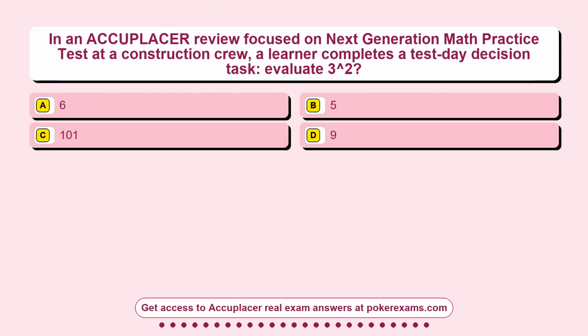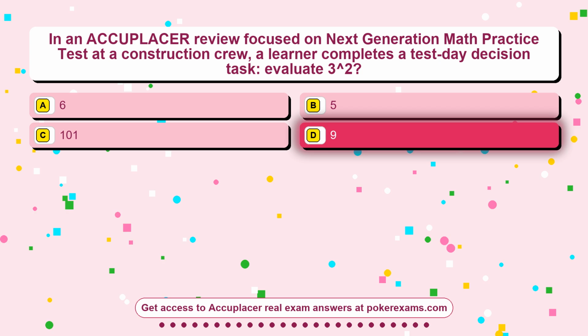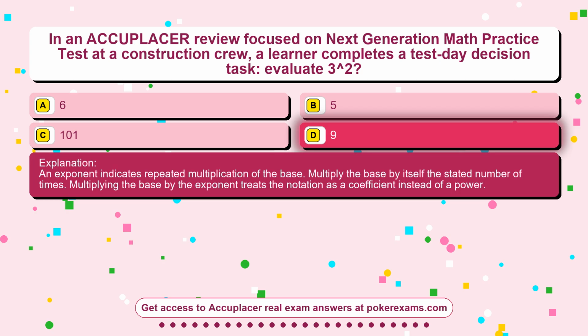Question 25. In an Accuplacer review focused on next-generation math practice test at a construction crew, a learner completes a test-day decision task. Evaluate 3 squared. Option A, 6. Option B, 5. Option C, 101. Option D, 9. The correct answer is option D, 9. An exponent indicates repeated multiplication of the base. Multiply the base by itself the stated number of times. Multiplying the base by the exponent treats the notation as a coefficient instead of a power.